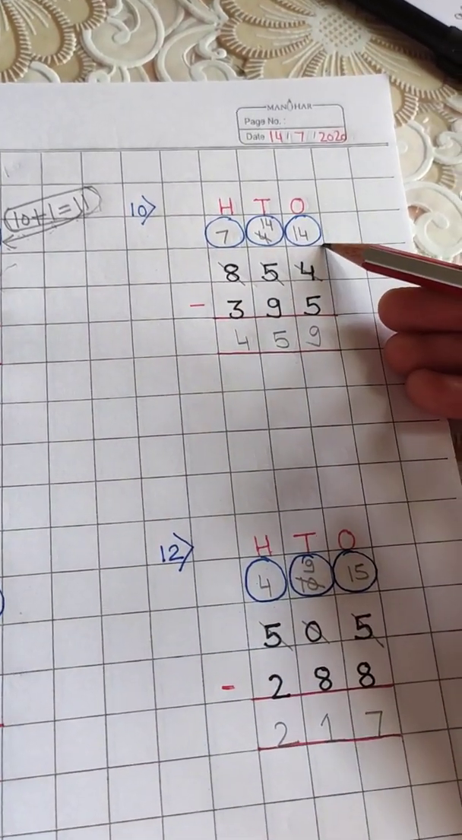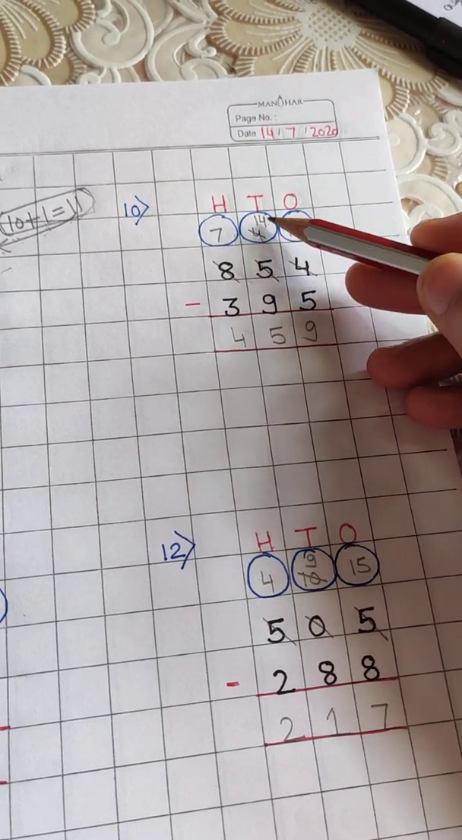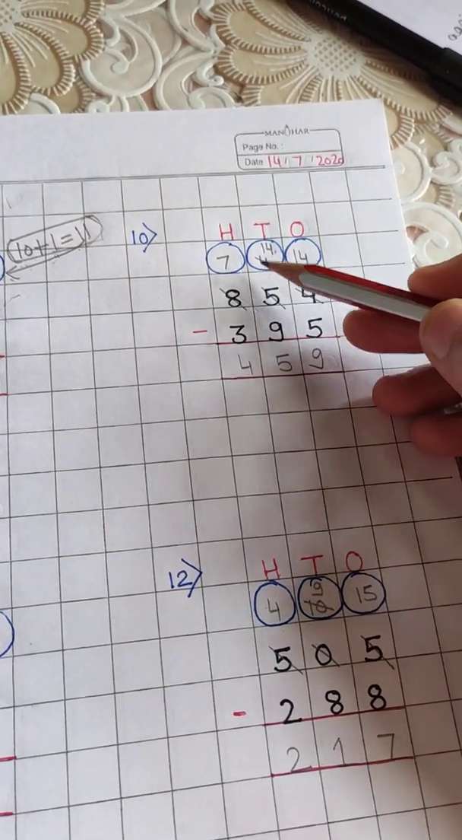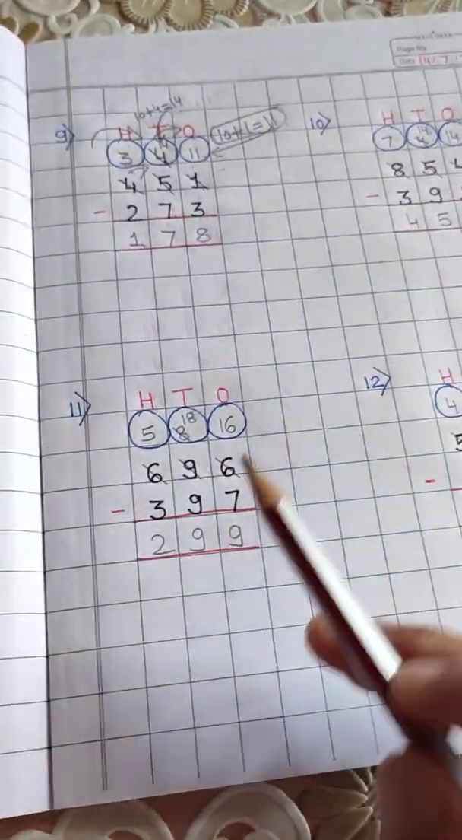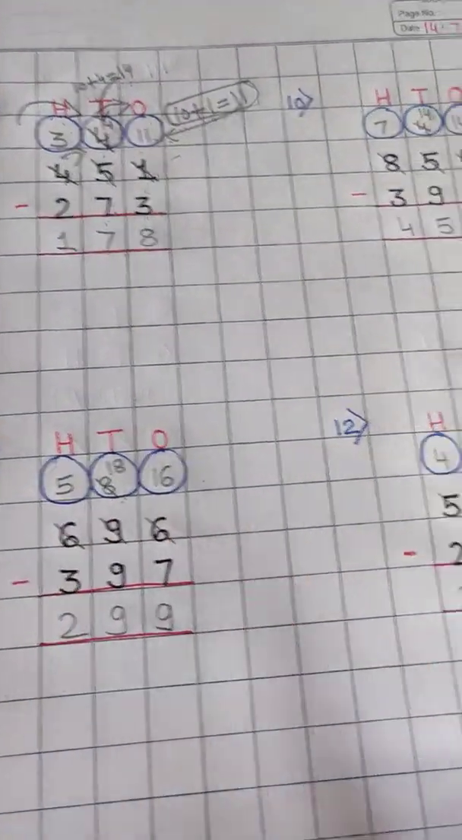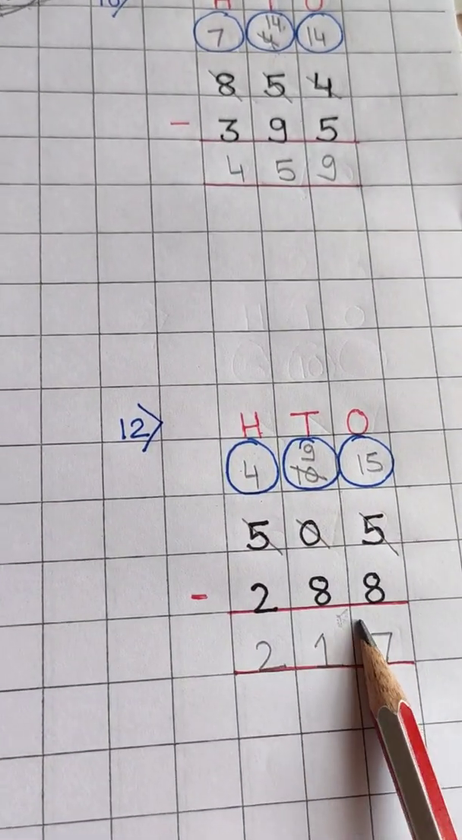This 10th one is also the same. You can see in this tens column we have to do this type. Once again we have to take from the hundreds. So this you will do. Then in the 11th also you will do like this. Then in the 12th also. For the 12th, let me explain.